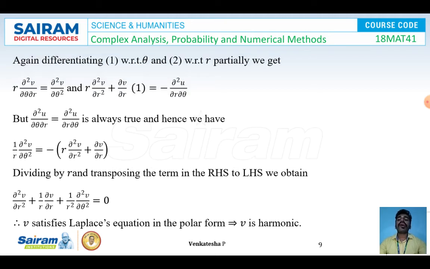Similarly, now I'll be differentiating equation number 1 with respect to θ and 2 with respect to r partially. So differentiating 1 with respect to θ, keeping r constant.